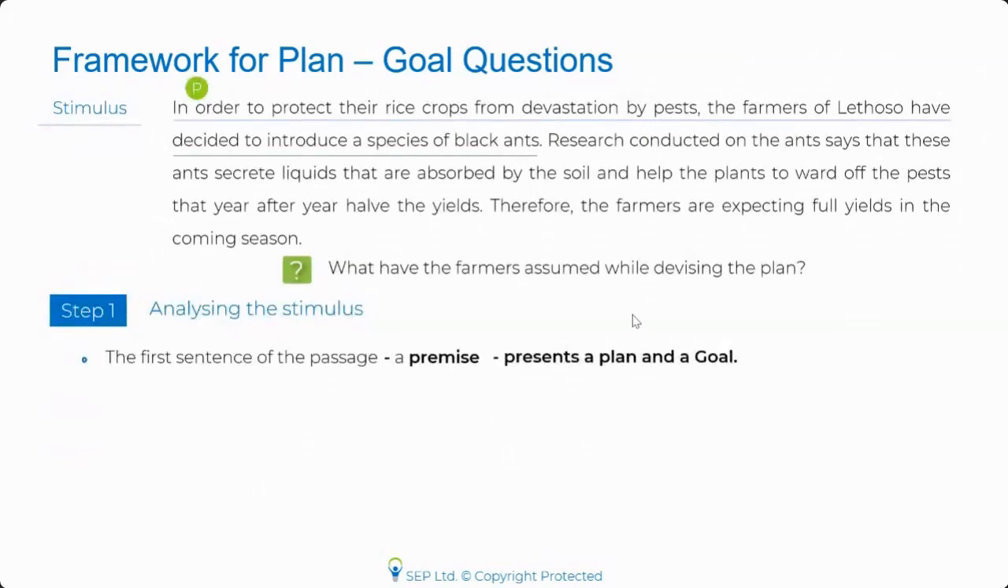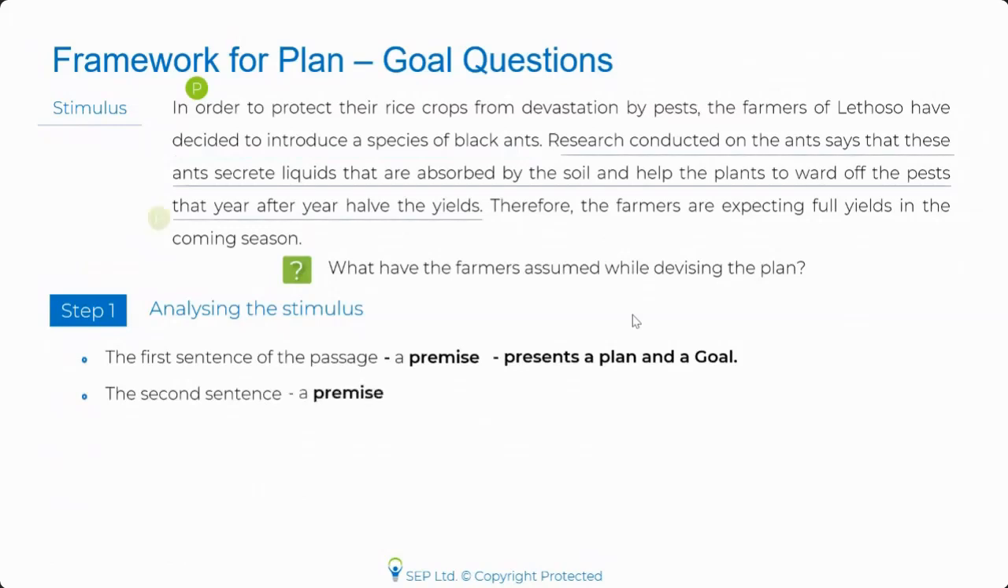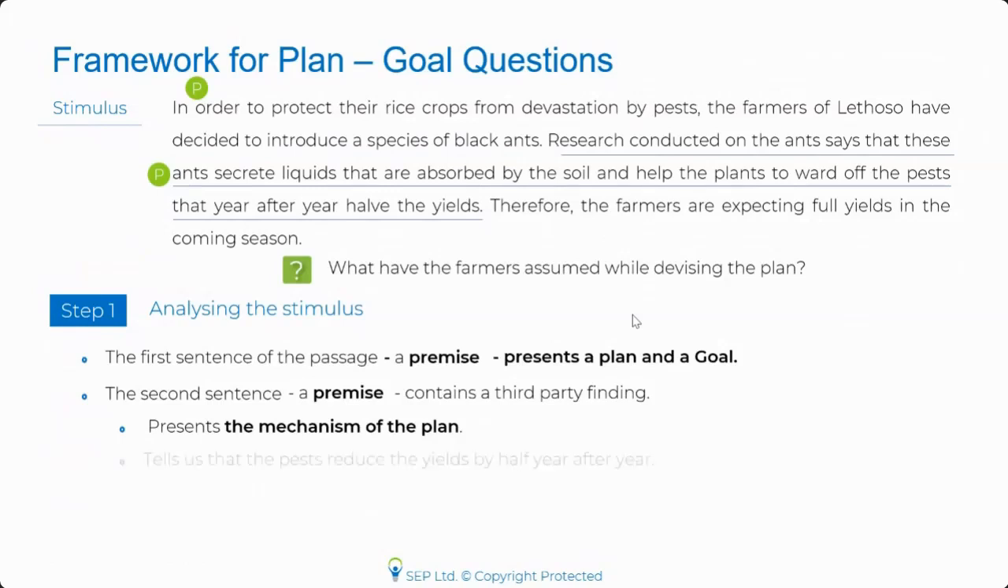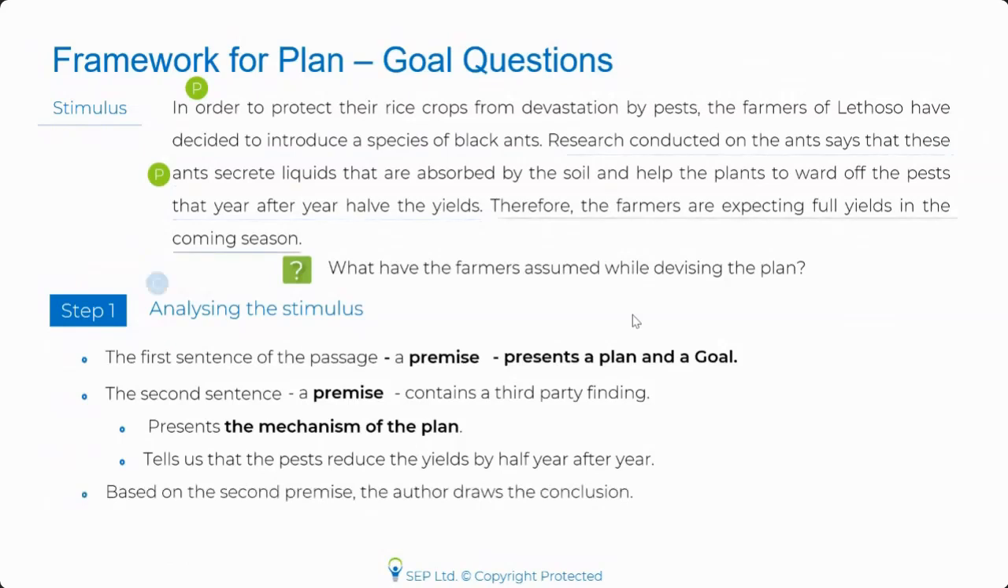Let's look at the second sentence. Research conducted on the ants says that these ants secrete liquids that are absorbed by the soil and help the plant to ward off the pests that year after year harm the yields. Now, long sentence actually. So the second sentence again sets a premise. It's telling us that there is a third party finding, the research finding. And what is this finding? It talks about the mechanism of the plan. How will the plan work? It explains the plan will actually work against the pests. And then it also tells us that the pests reduce yields by half year after year. Based on this second premise, we have the conclusion. Therefore, okay, the farmers are expecting full yields in the coming season.